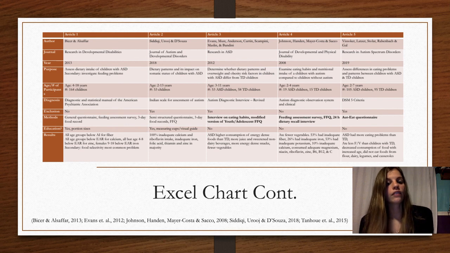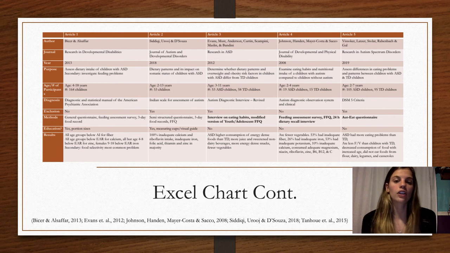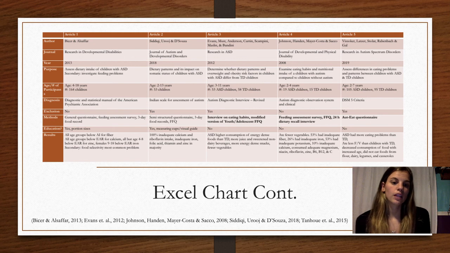Here I have the first 5 of my articles. As you can see, each article has a different age range they are focusing on with a total range of 2 to 18 years among these 5 articles. Since my focus was children, I wanted the participants to be 18 and under, but I did not necessarily care about a specific range. Each article also used a different diagnosis criteria.